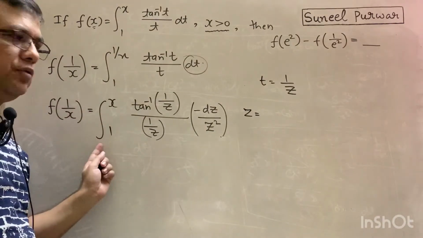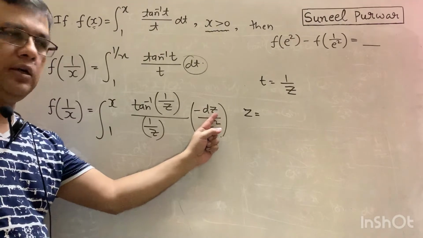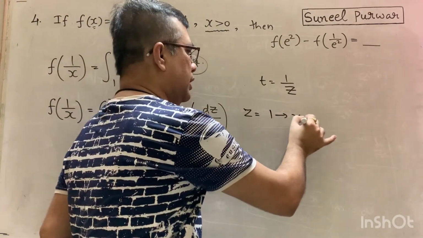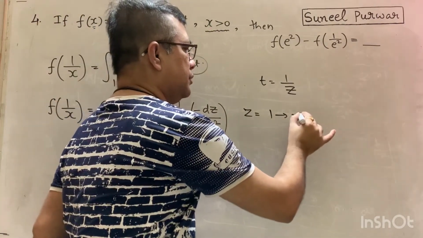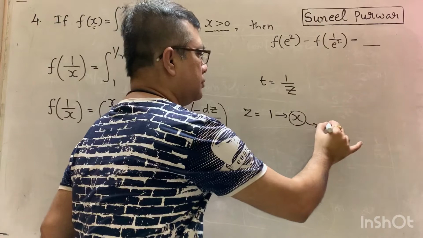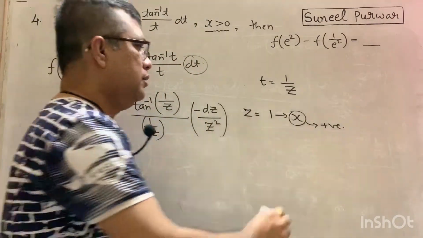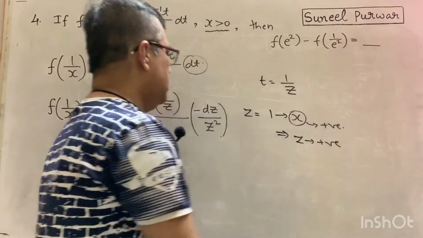So z values are from, so you are integrating. So this integral means what? You are integrating for z values. This is dz. So you are integrating for z values from 1 to x. Z values are from 1 to x. And x is what? Positive number. Okay. X is a positive number. This is positive. So in short, z is positive. Okay. So this implies z values are what? Positive. Z values are positive.